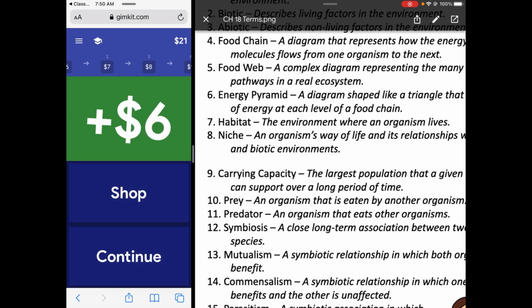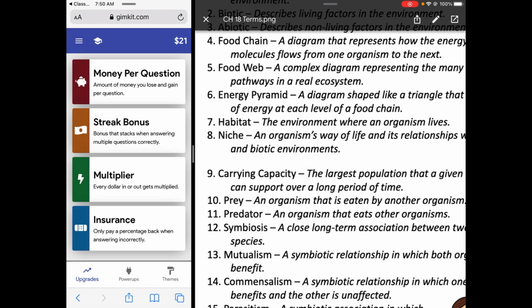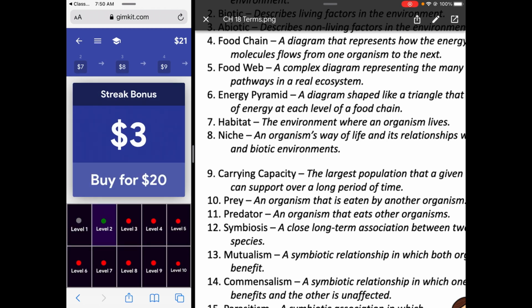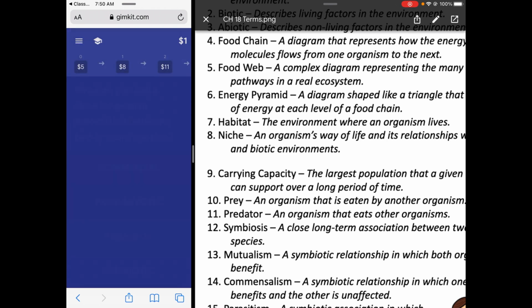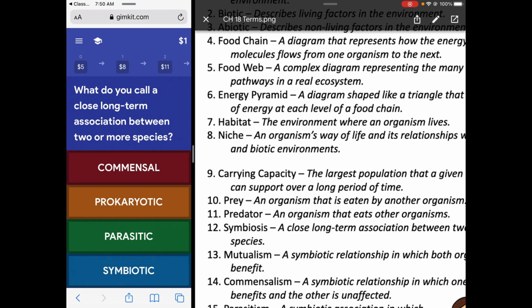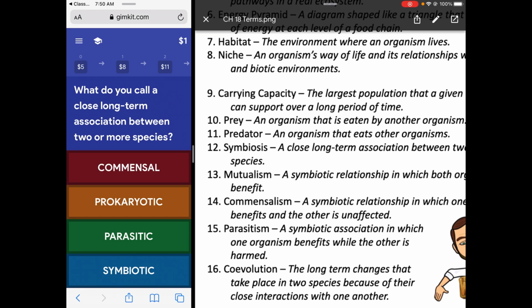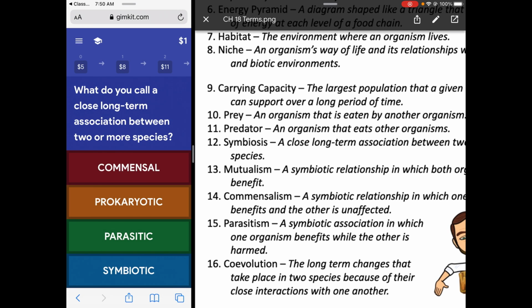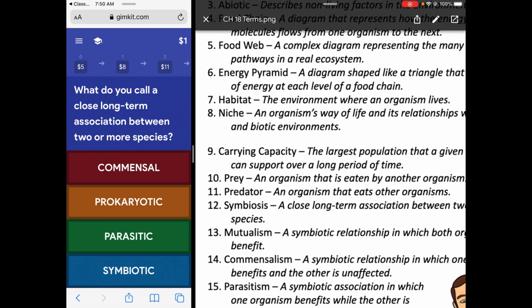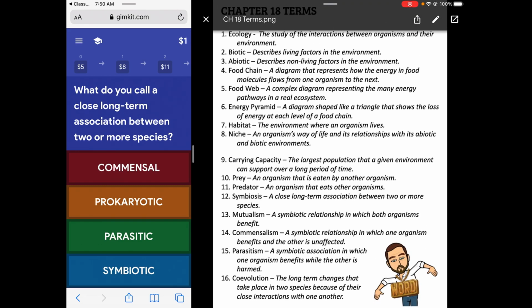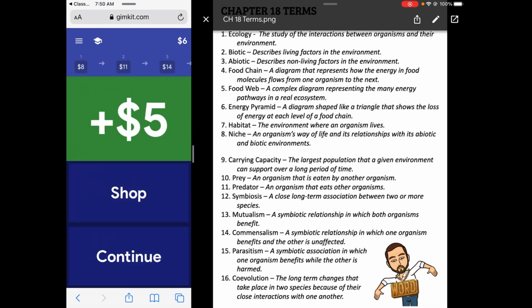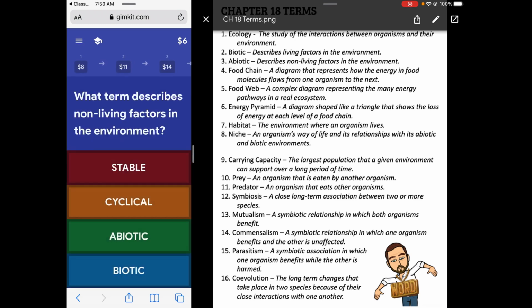So I got $6. Now I got enough to go buy my streak bonus, so that I get $3 more per question. Continue the questions. So even though I only have $1 now, I'm going to get that back much more quickly. What do you call the long-term association between 2 or more species? A close long-term association between 2 or more species, a symbiosis, so symbiotic. All right, now let's keep going.